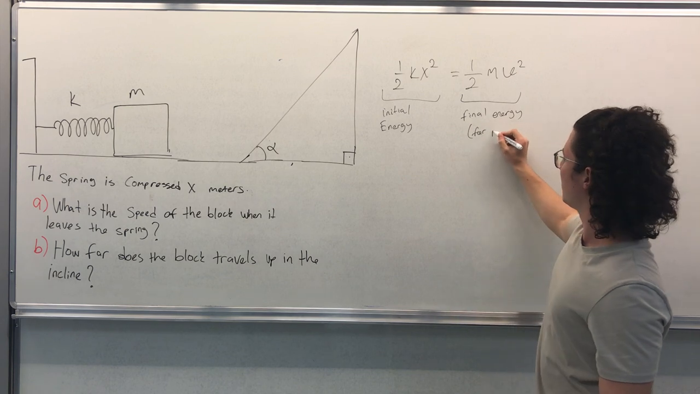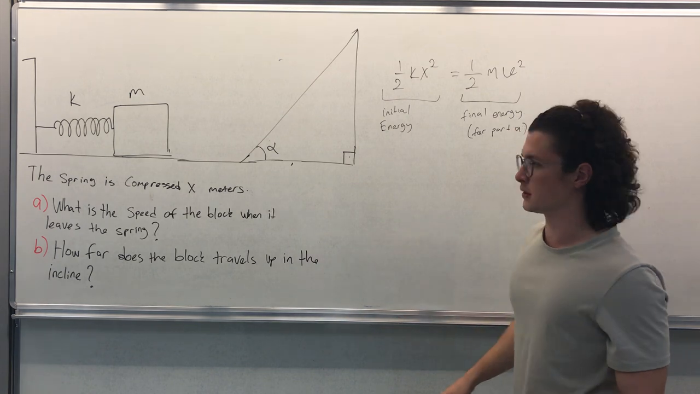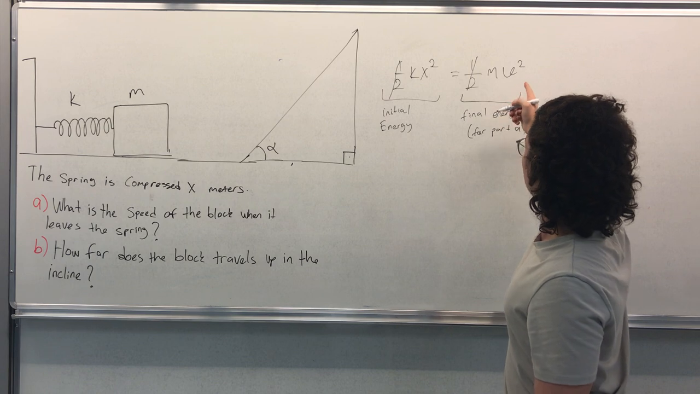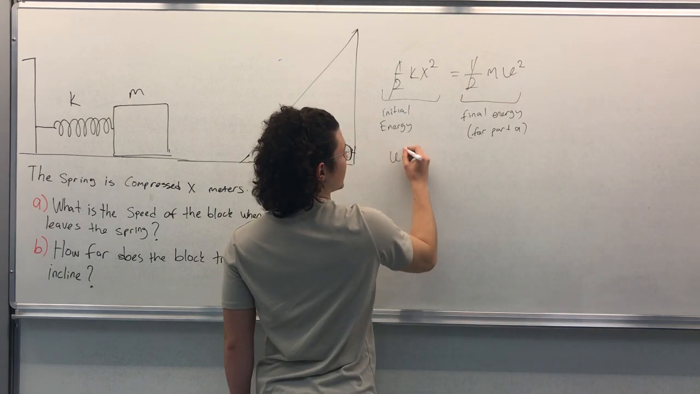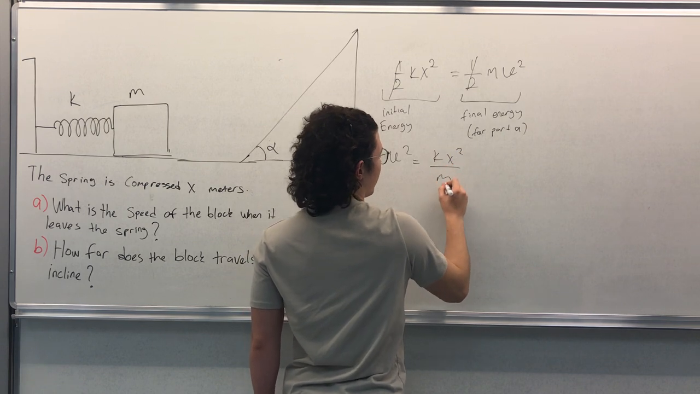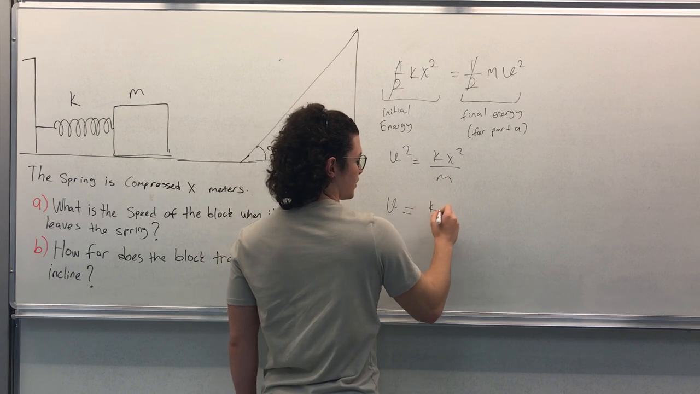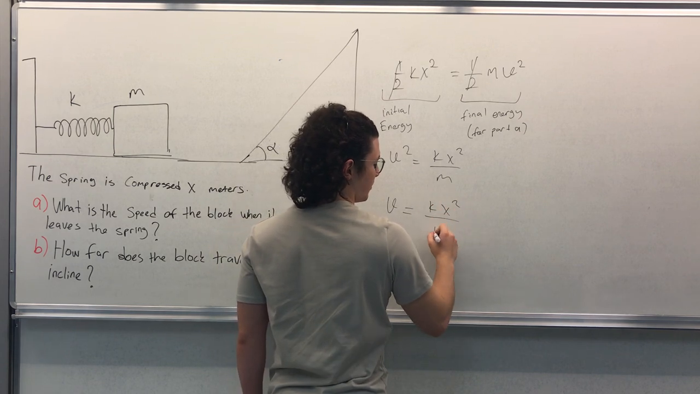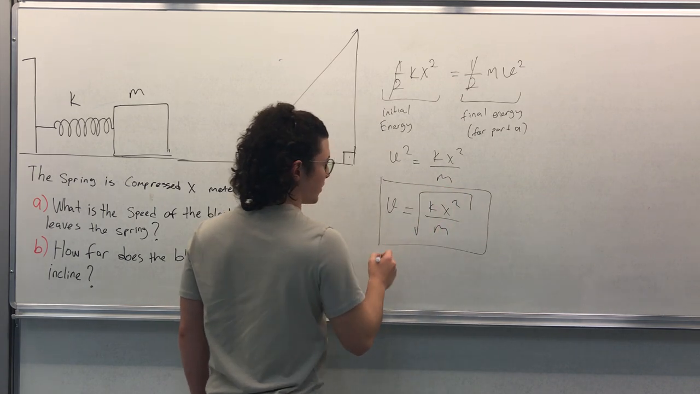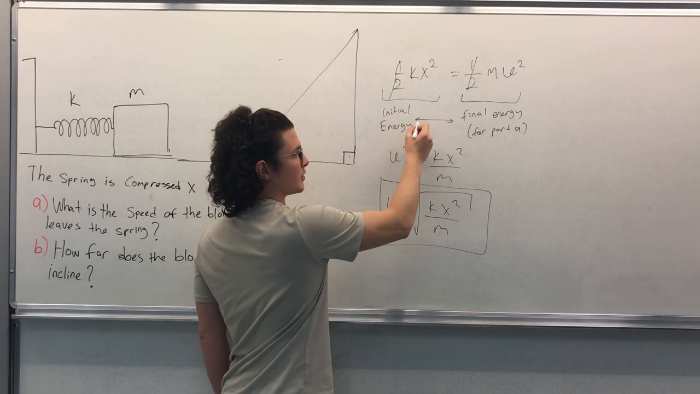For part A. Because in part B we will have a different final energy. So 1/2 is cancelled. We obtain v squared as k x squared over m, and v is equal to the square root of k x squared over m. This is the answer for part A. So the point here is that the energy is conserved.